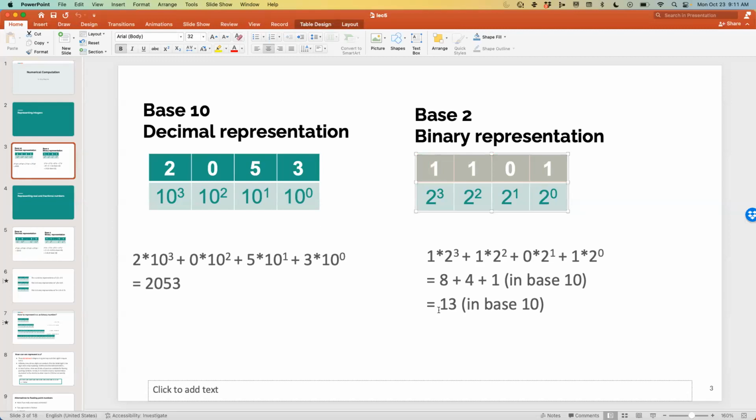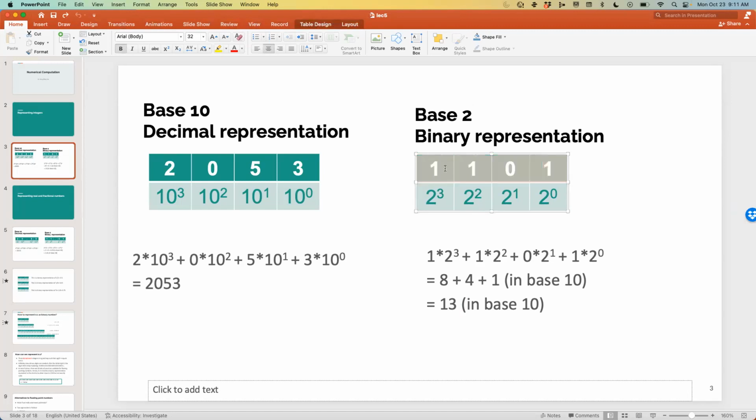So when we type 13 in our computer, it's stored as 1101, because computers store everything in base 2. Everything is binary. It's either 0 or 1. So the idea is the same.